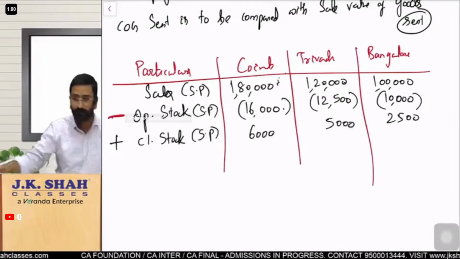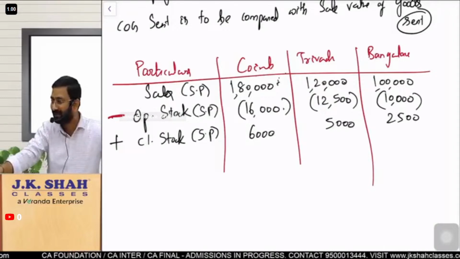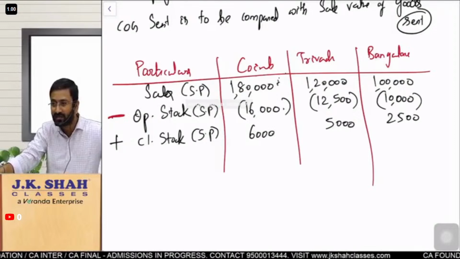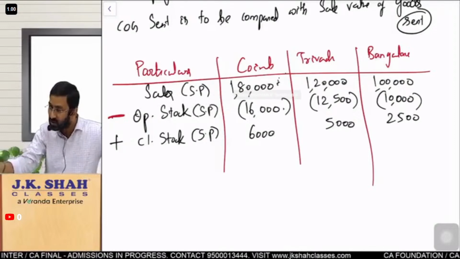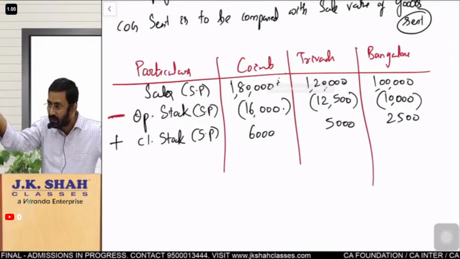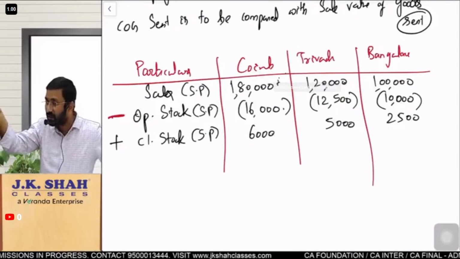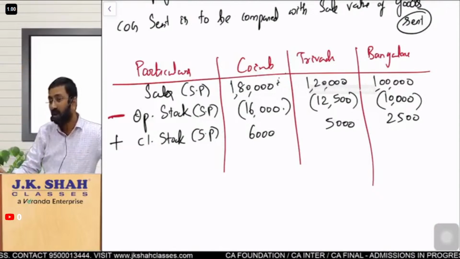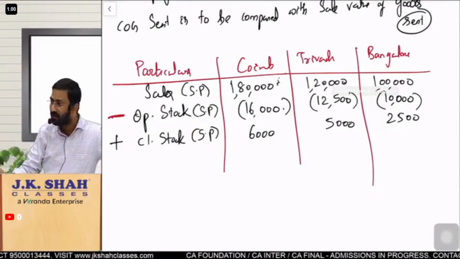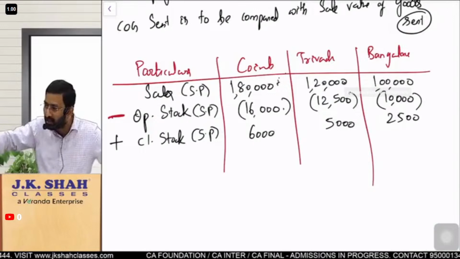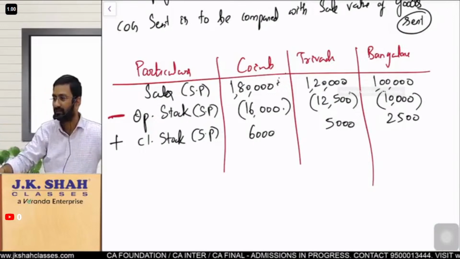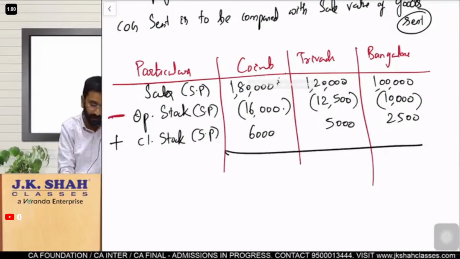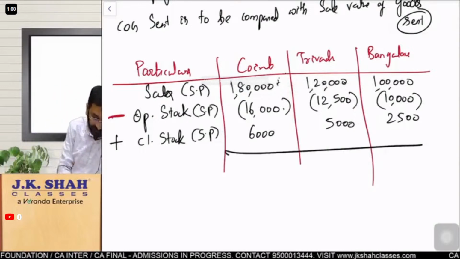Confused properly? Very good. Opening stock is at which price? Selling price. That opening stock will be a part of sales, but it was sent last year, so I am removing it. Closing stock is not a part of sales, but since it is sent during the year, I am adding it. Find out: 180 minus 16 plus 6, 170.